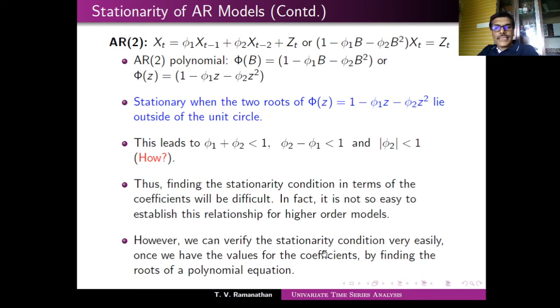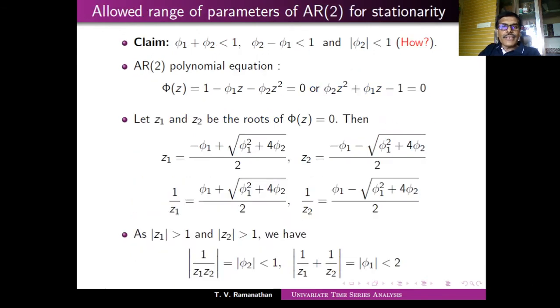So finding the stationarity condition in terms of the coefficients is actually difficult. In fact, it is not easy to establish a relationship with the higher order AR models. However, the stationarity condition is easily verified once we have the values of the coefficients. So by definition, it is something like this. For example, if I have phi 1 and phi 2, my claim is that these two lie in this region. How do you get this?